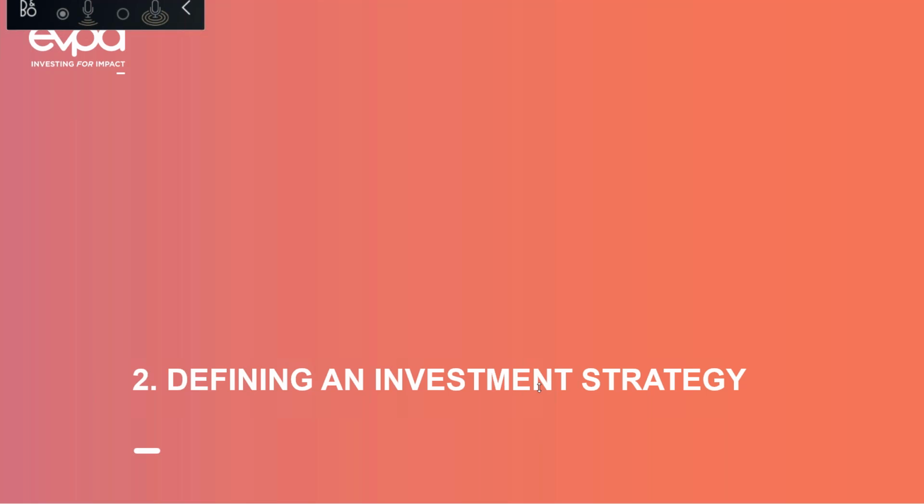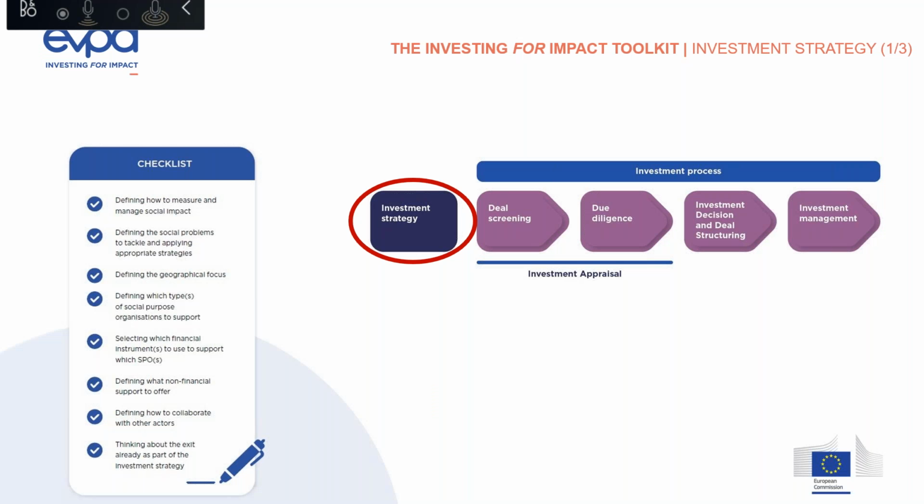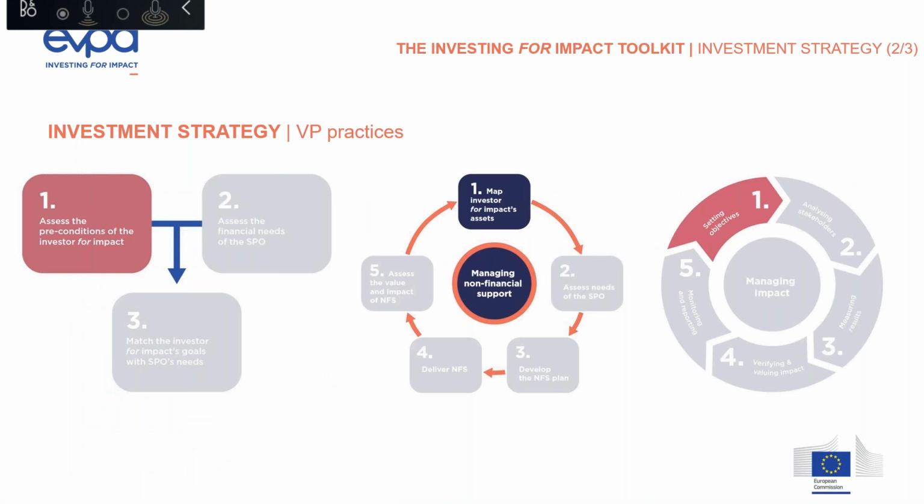So, as you mentioned, I will quickly introduce the audience to the concept of investment strategy, but I'm sure many of the attendees are already aware of the concept. The investment strategy is made of 8 main elements that you can see displayed in this checklist. I won't go in depth into all of them, but for example, the definition of the geographical focus, the definition of the types of social purpose organizations to support, the definition of how to collaborate with other actors are some of the elements covered during this phase, which, as you can see from the graph on the right, comes before the investment process. As Arnau already mentioned, during this phase, the first steps of the EVPA frameworks are addressed.